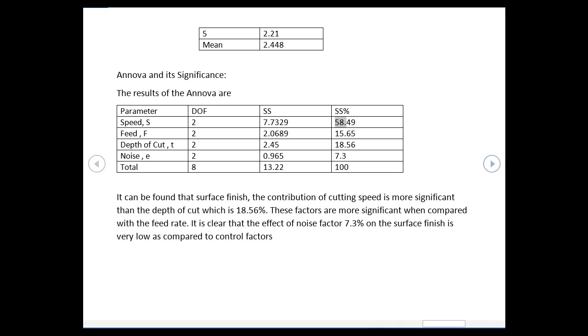These factors are more significant compared with the feed. It is clear that the effect of noise factor on surface finish is very less as compared to control factors.